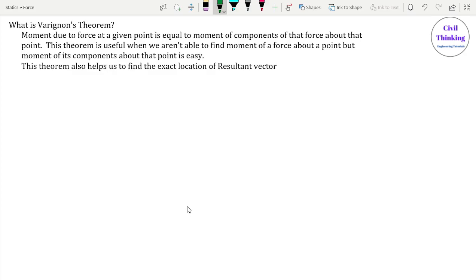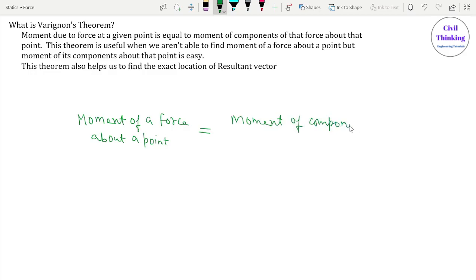Now Varignon's theorem says the moment of a force about a point is equal to the moment of components of that force about that point. Now what does it mean?